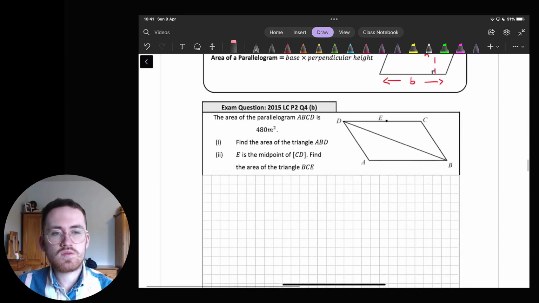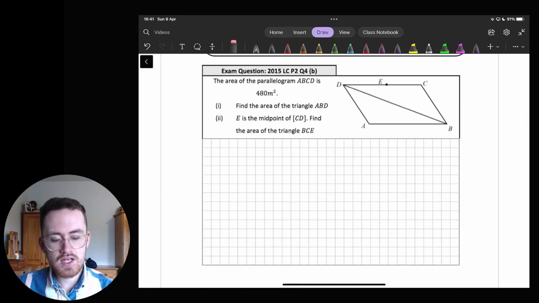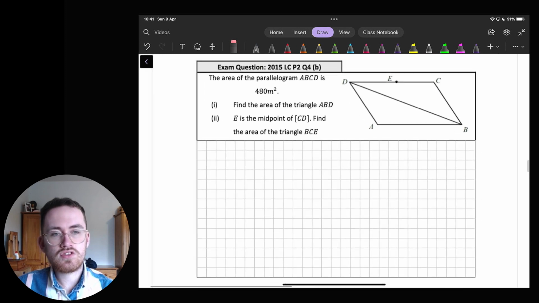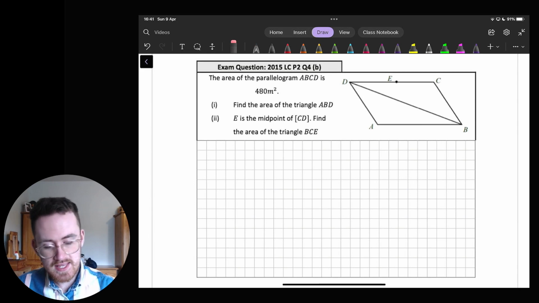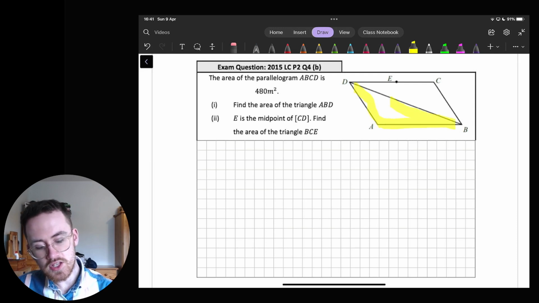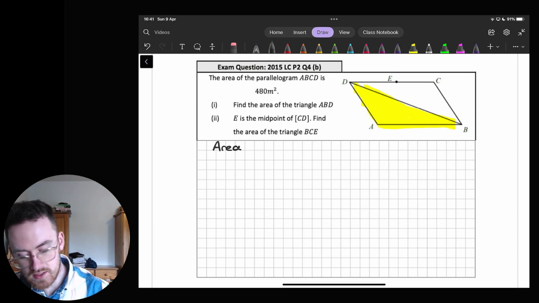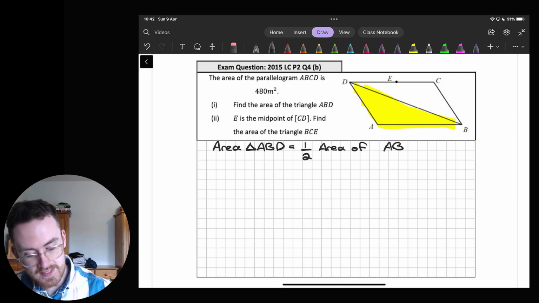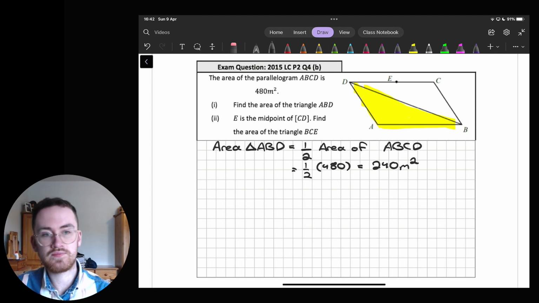Looking at the next part, we're looking at an exam question that uses some of that. The area of this parallelogram is 480 meters squared. We're asked to find the area of the triangle ABD. Looking at the shape, we can eyeball it and think it looks like it's about half, and you'd be correct in thinking so. The area of the triangle ABD is half the area of the parallelogram ABCD. So half of 480 would be 240 meters squared.